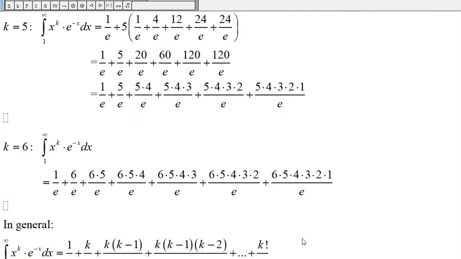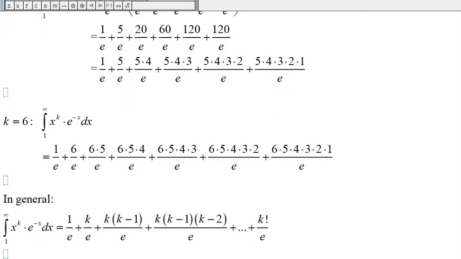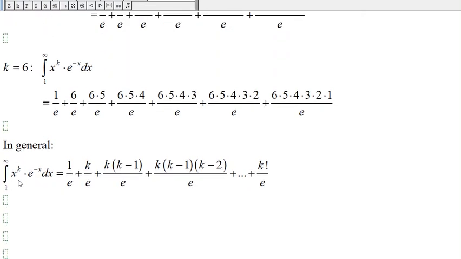And so in general, for the integral of x to the k times e to the negative x, where k is a positive integer, we will get 1 over e, k over e, and then k times k minus 1 over e, and then k times k minus 1 times k minus 2 over e, and then all the way down to k factorial over e. So this is the result.